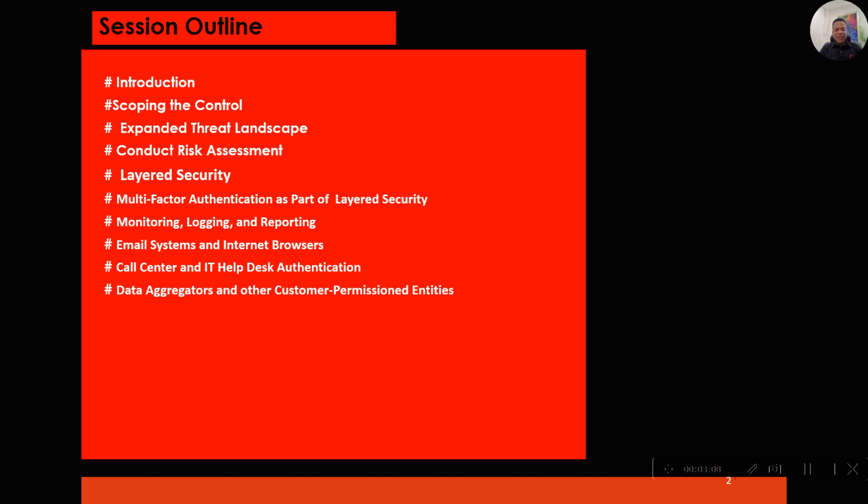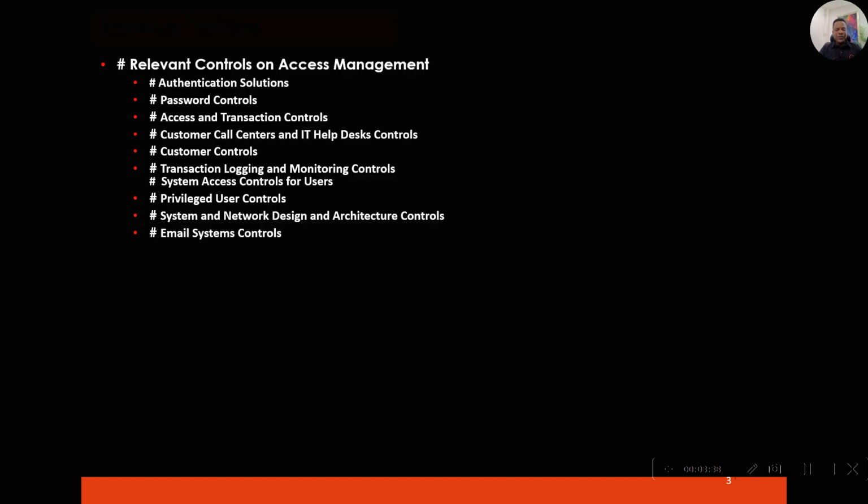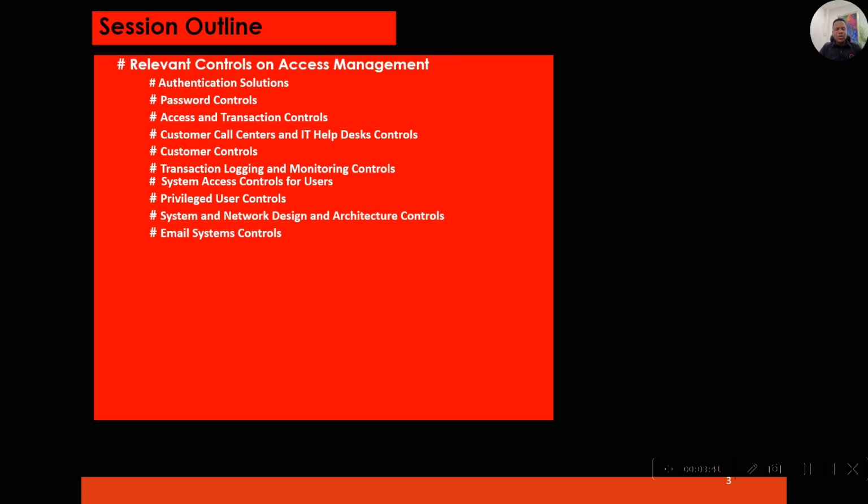We're going to be looking at data aggregators and other customer permission entities that integrate with the financial institution, and how to ensure we have effective access control and authentication mechanisms around this. We're also going to look at user and customer awareness and education, which is vital. As you implement key controls, it's important that both customers and end users within the organization are given the right training. Then we're going to look at customer and user identity verification and the relevant controls as relates to access management.